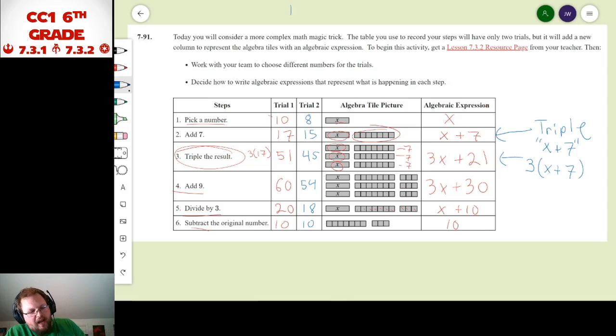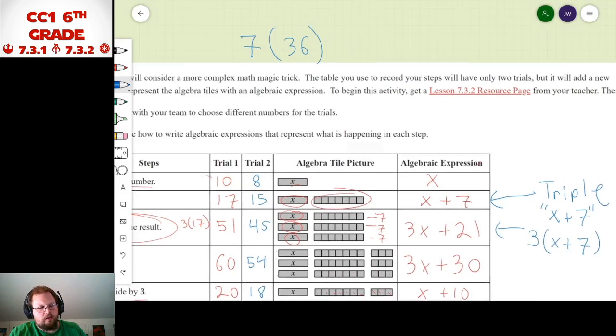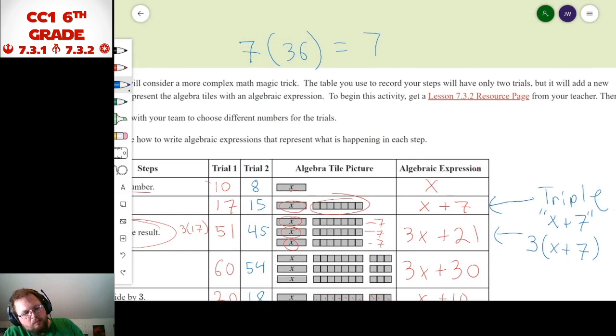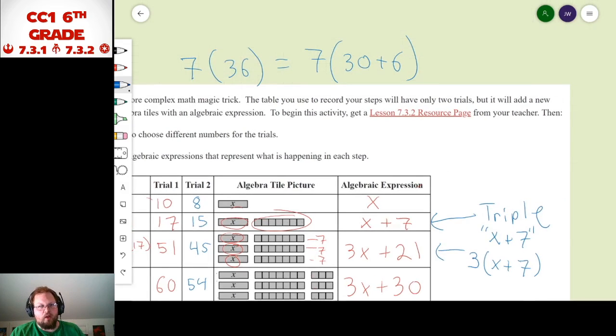For example, if I had 10 times, you need to stop picking 10. Let's pick 7. If you had 7 times 36, this might not be a very easy multiple early on, because you're like, oh, I got to write it out, I got to do long division. But you may have seen this problem written as 7 times 30 plus 6. Those problems were not there to waste your time. They were there to show you a method, in this case the distributive property, where you could write it as a number times two separate things.